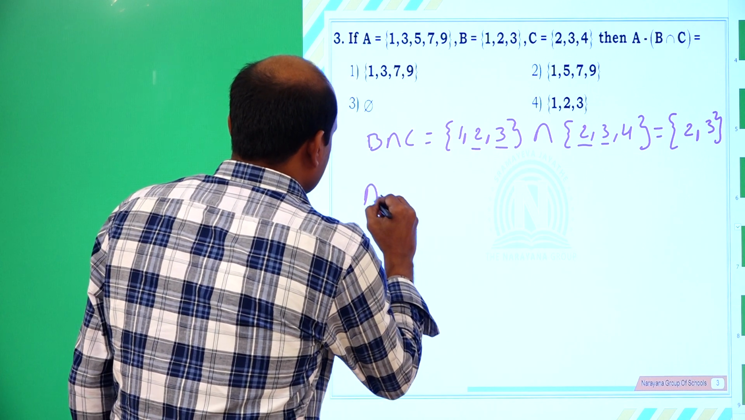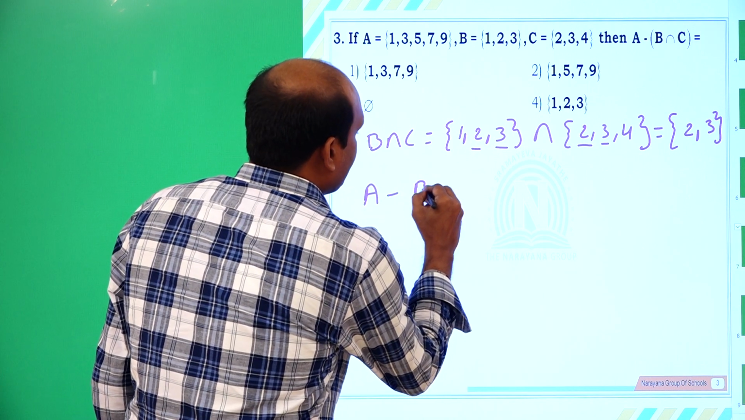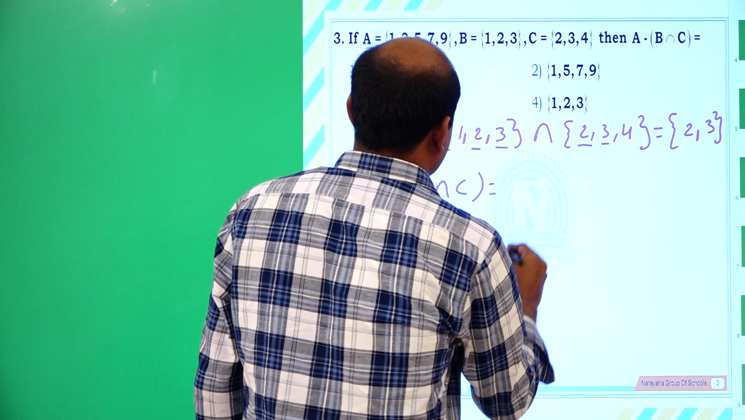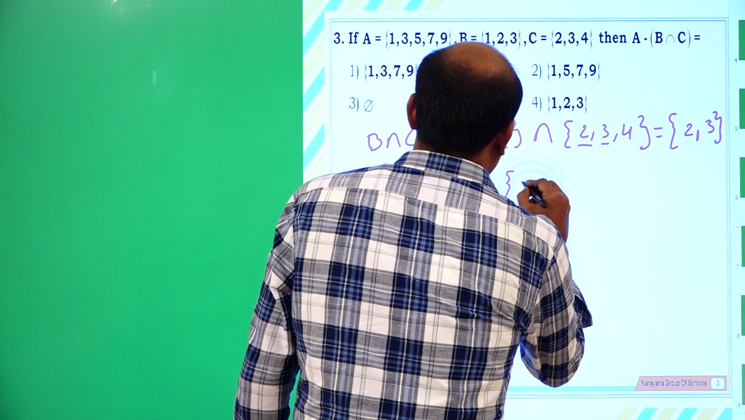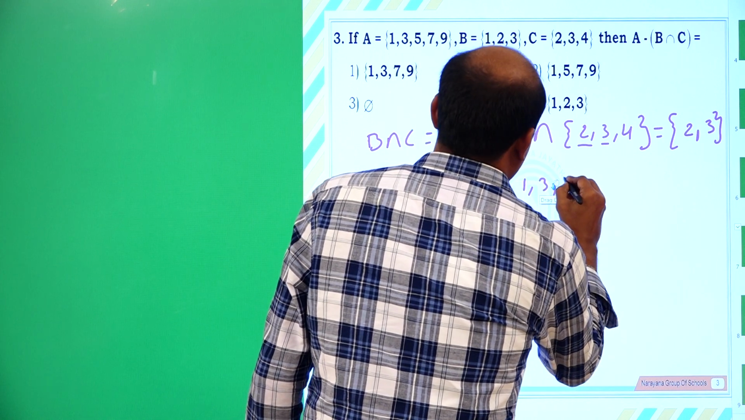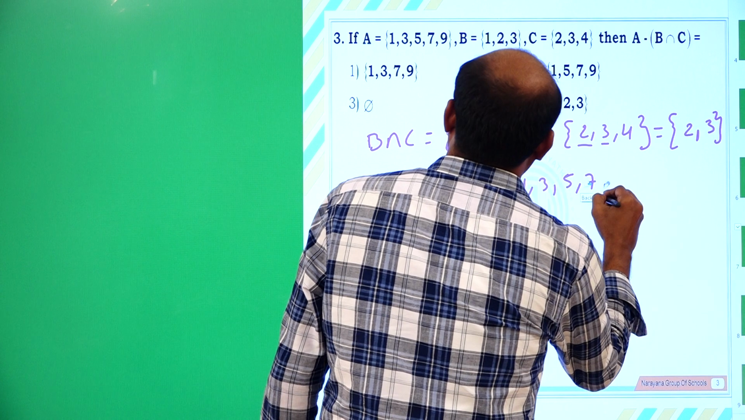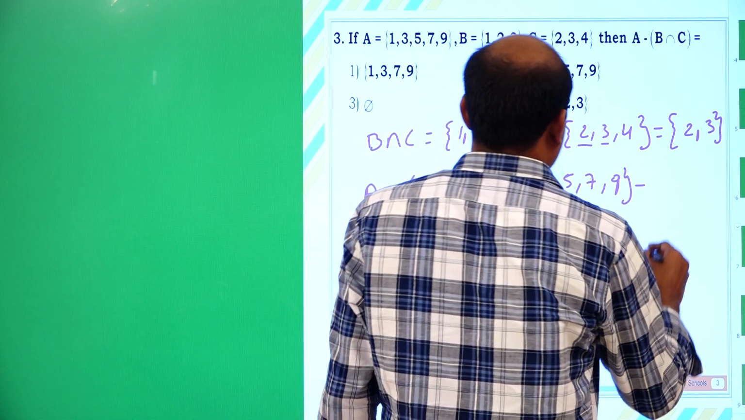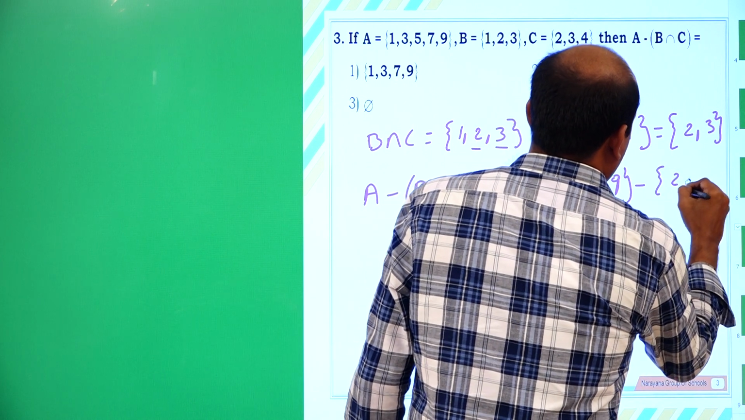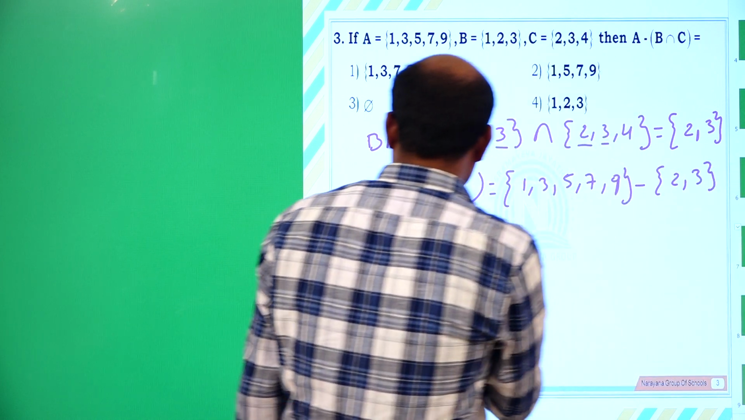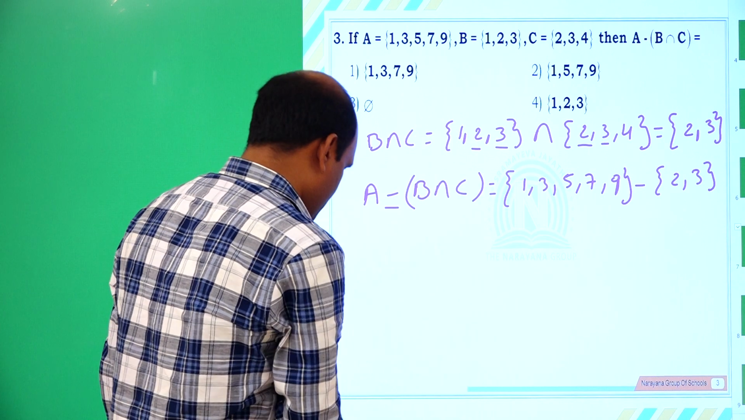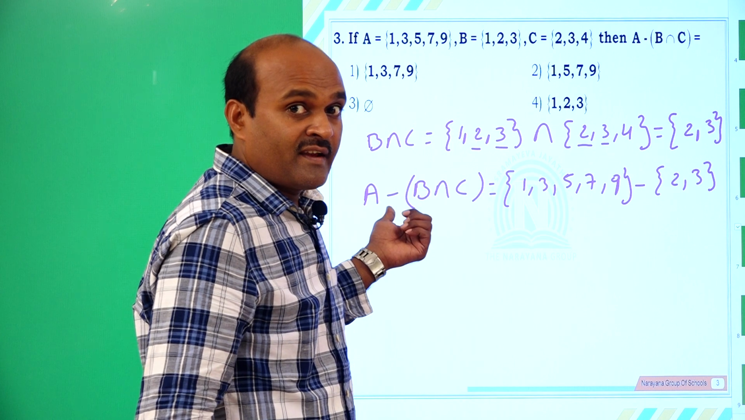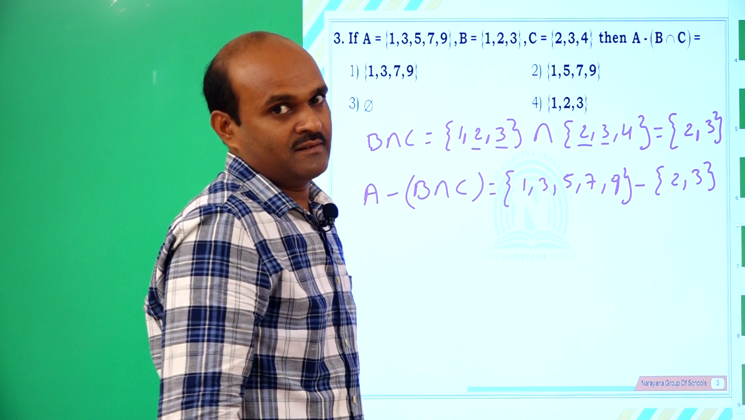A minus B intersection C. That is equal to what is A? A is equal to 1, 3, 5, 7, 9 minus B intersection C, which is 2, 3. What is this minus? This minus means the elements which are in set A but not in B.